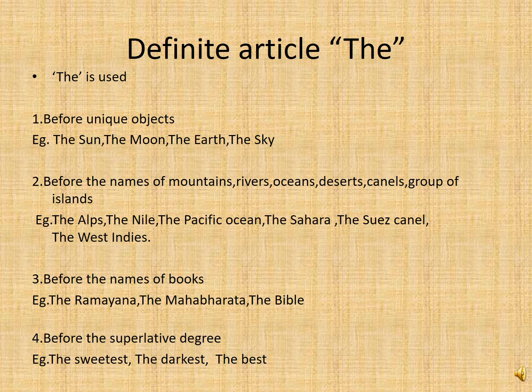The definite article, the, is used before unique objects like the sun, the moon, the earth, the sky. Before the names of mountains, rivers, oceans, deserts, canals, groups of islands, we use the, like the Alps, the Nile, the Pacific Ocean, the Sahara, the Suez Canal, the West Indies. Before the names of books, or I should say holy books, the Ramayana, the Mahabharata, the Bible. Before the superlative degree, like the sweetest, the darkest, the best, we should use the.